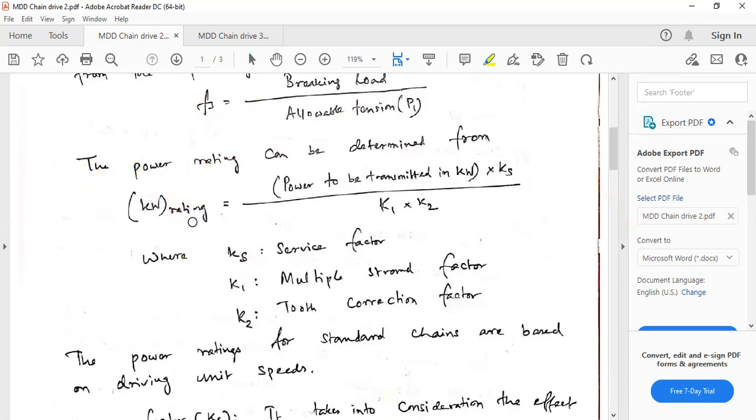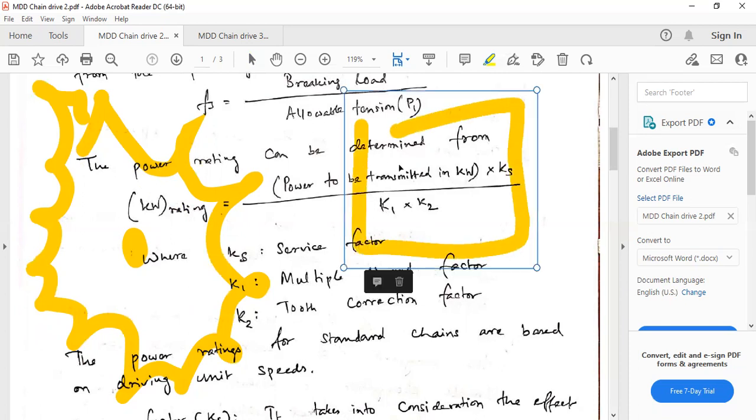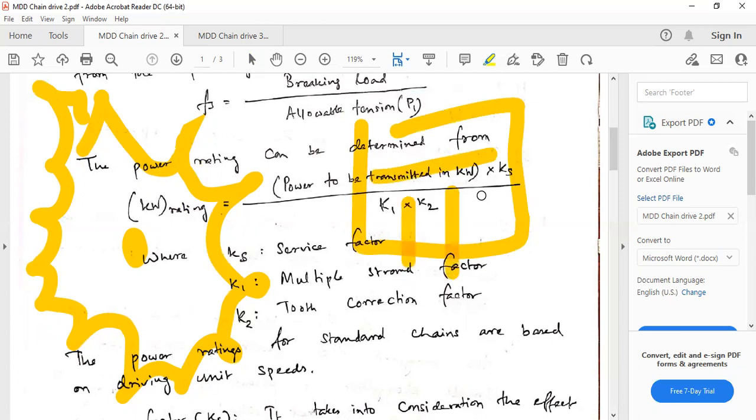But what if the number of teeth in this sprocket is more than 17 or less than 17? Will you use the same power rating? In that case, we can take the table where the values are available for 17 teeth, but with modifications. Suppose there are 17 teeth in a sprocket and we have a power rating table for a 17-teeth sprocket. So we can use it if the number of teeth is 17.